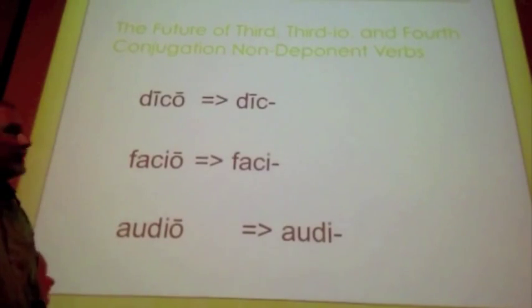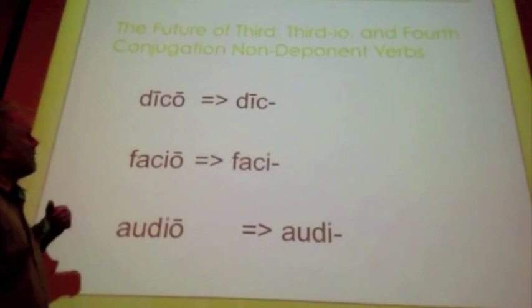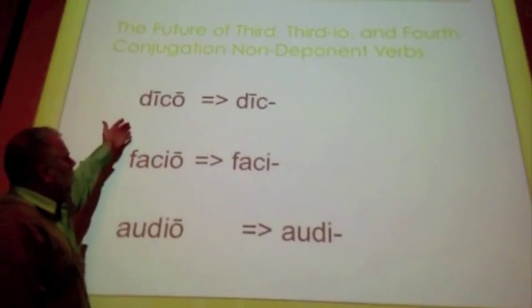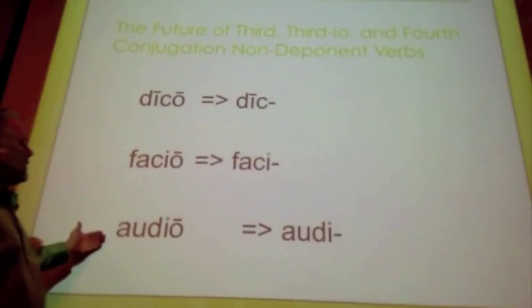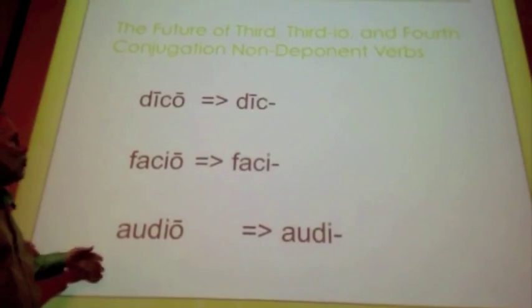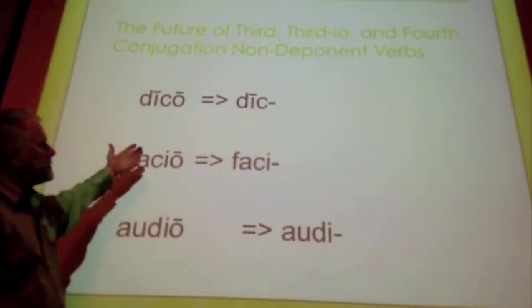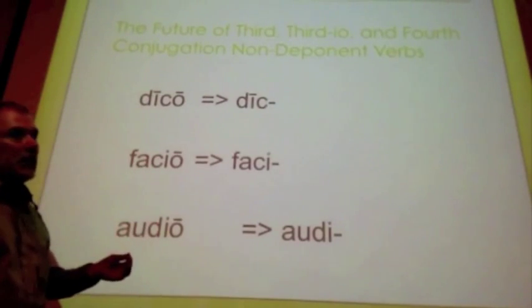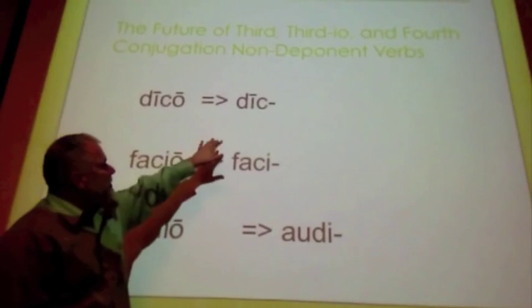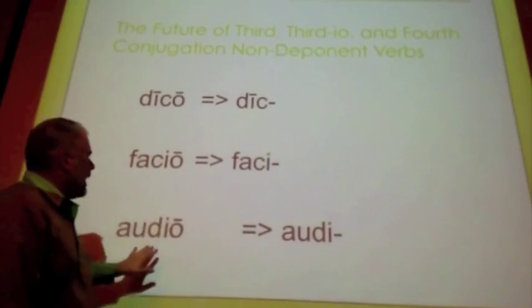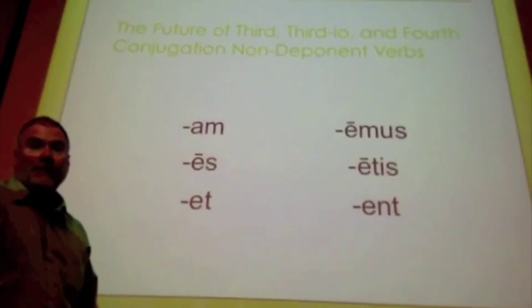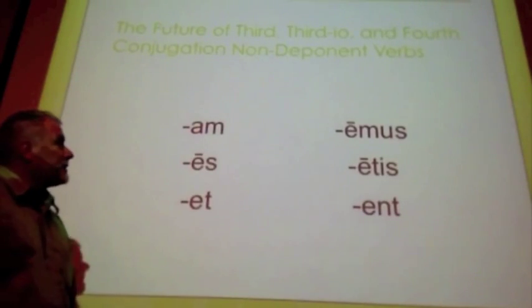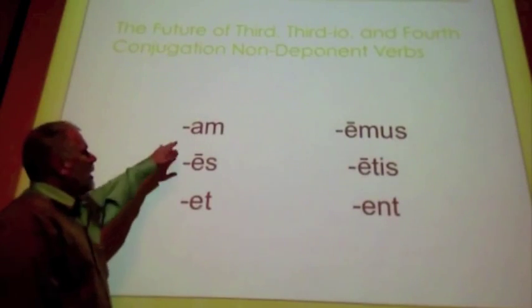It's actually really easy. For third conjugation verbs like dico, third io conjugation verbs like facio, and fourth conjugation verbs like audio, what you do is you take the first principal part and you remove the o. So dico goes to dic, facio goes to faci, and audio goes to audi. And now we have to add endings to those. These are the endings that we add.